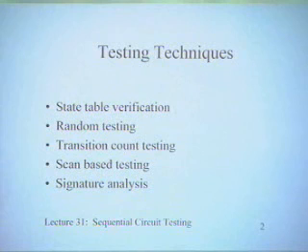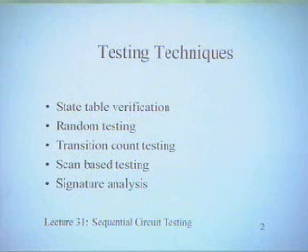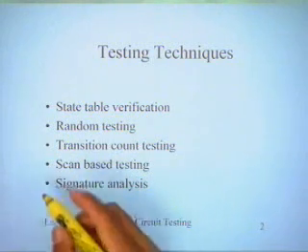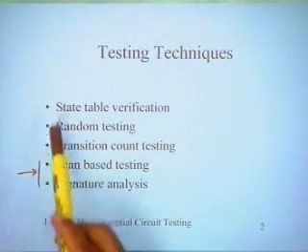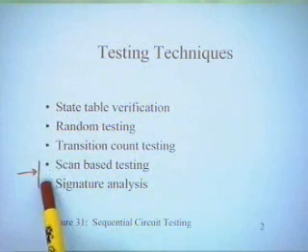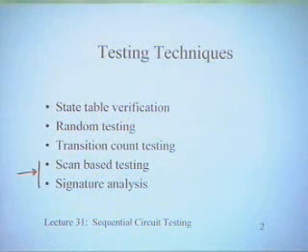So they relate to, for finite state machines, circuits which are primarily implementation of FSMs, we can use state table verification. We will discuss a little bit about it. Random testing, transition count testing, scan based testing, signature analysis. Presently, as far as the real complex VLSI circuits are concerned, these two are the preferred testing modes. But it's interesting to know that some of them also use random testing and transition count testing as part of it. So we will very briefly discuss it.